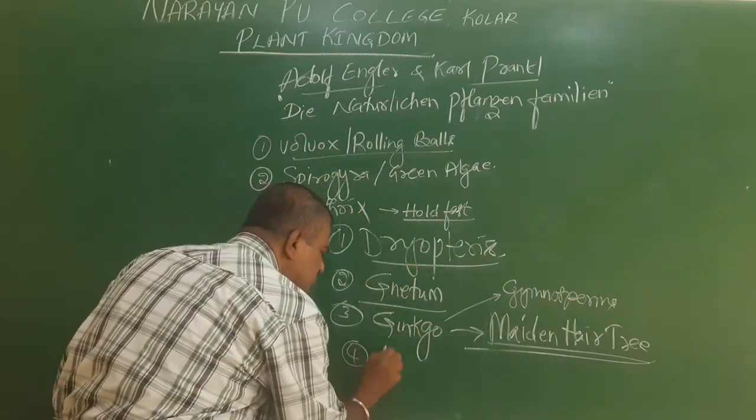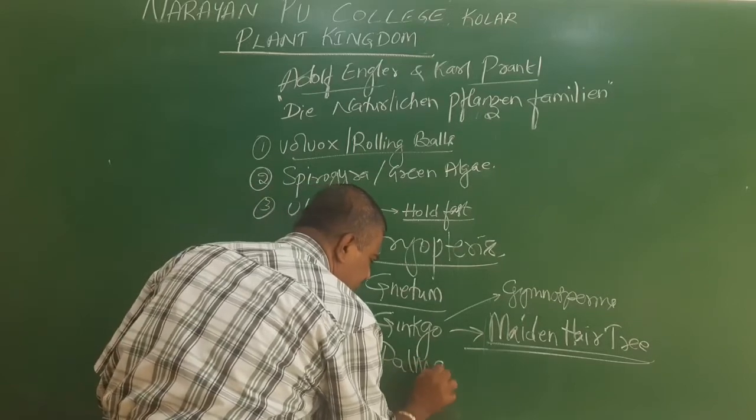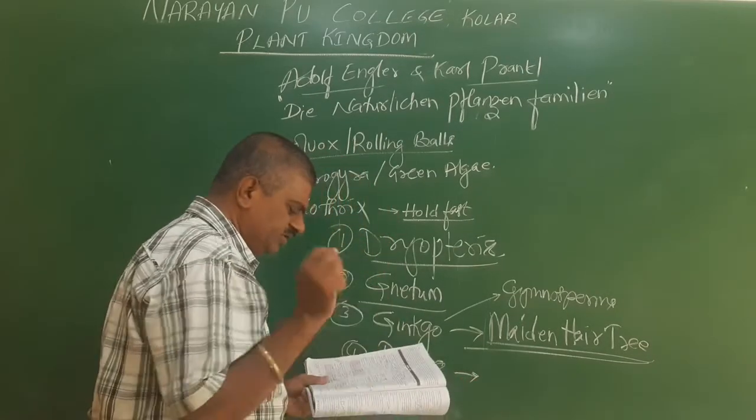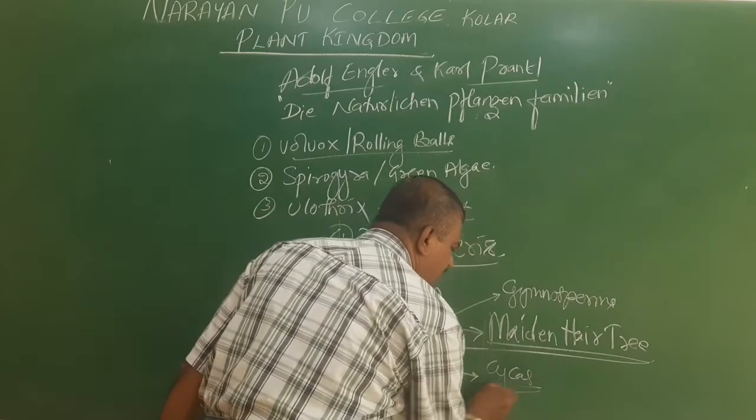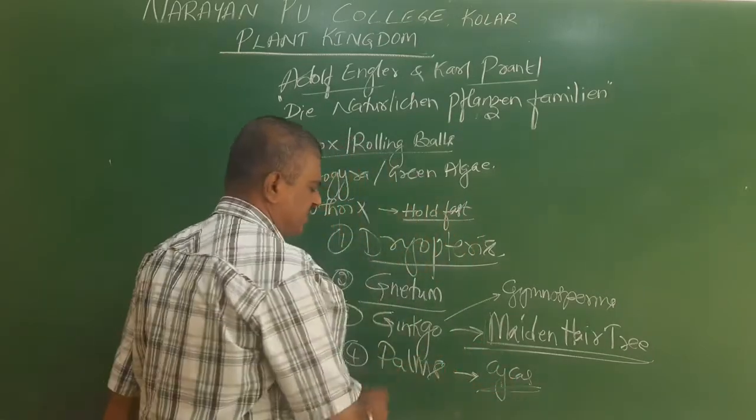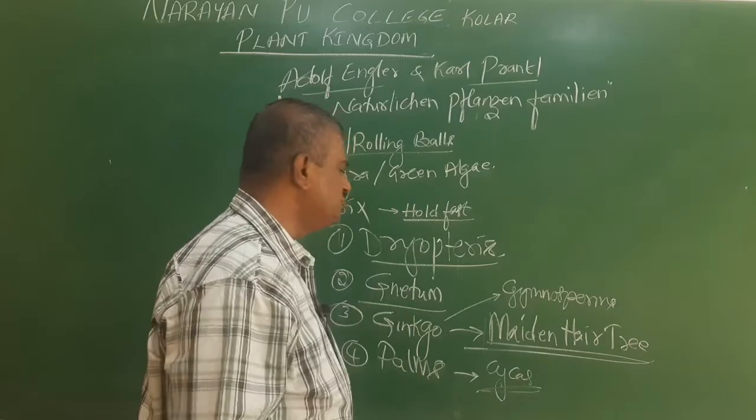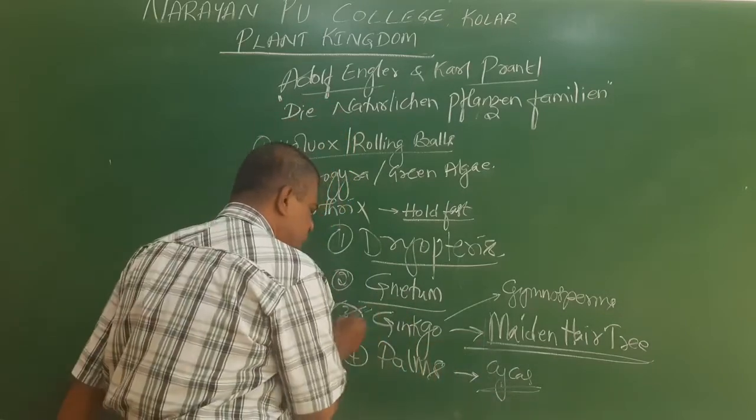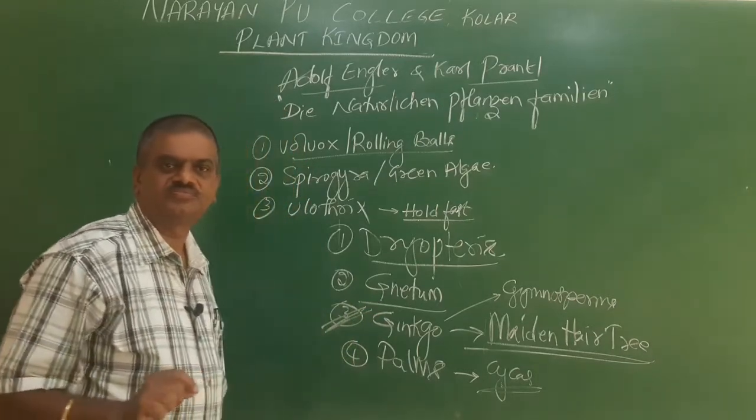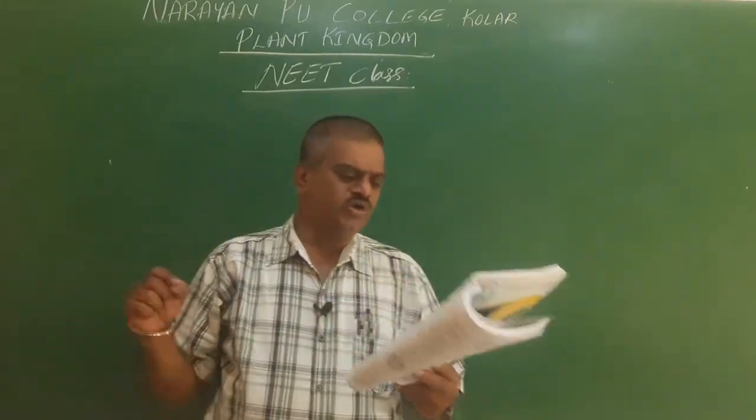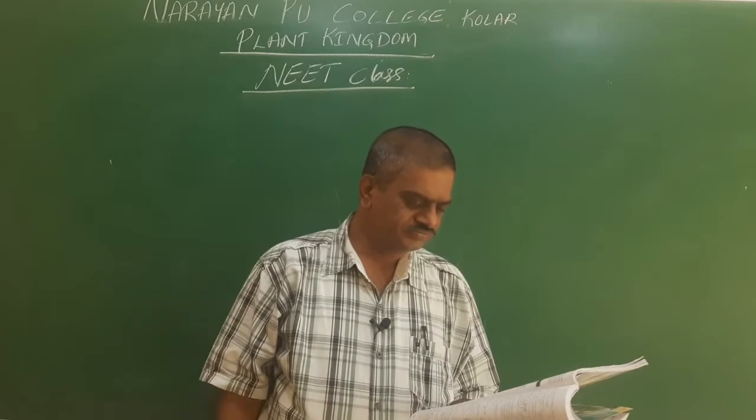And the fourth one is called palms. So, this palm tree comes under the cycas, or palm ferns, or palm trees come under cycas. This also comes under the gymnosperms. So, the right answer is Ginkgo. This is the right answer. So, we go for the next question.